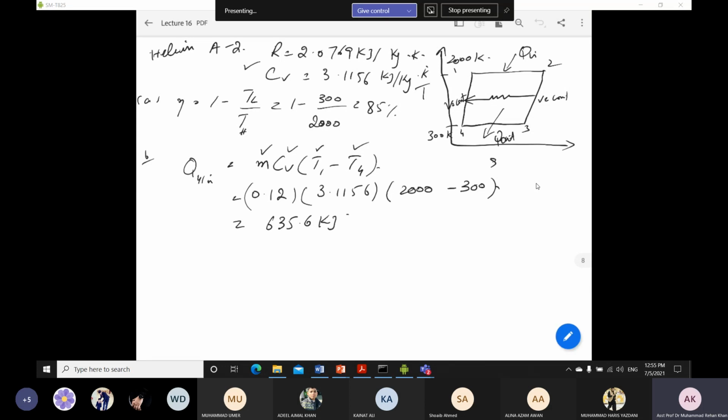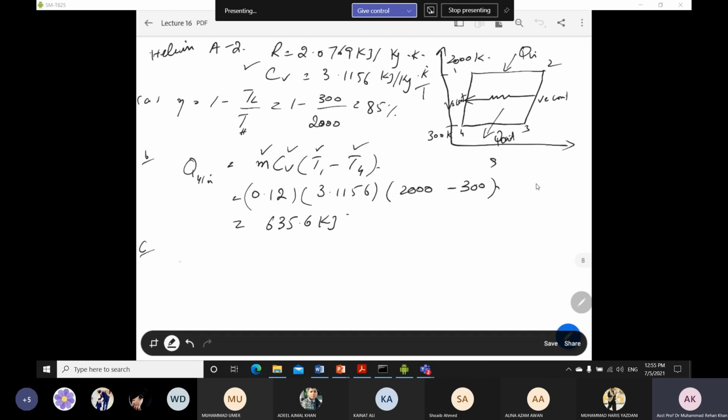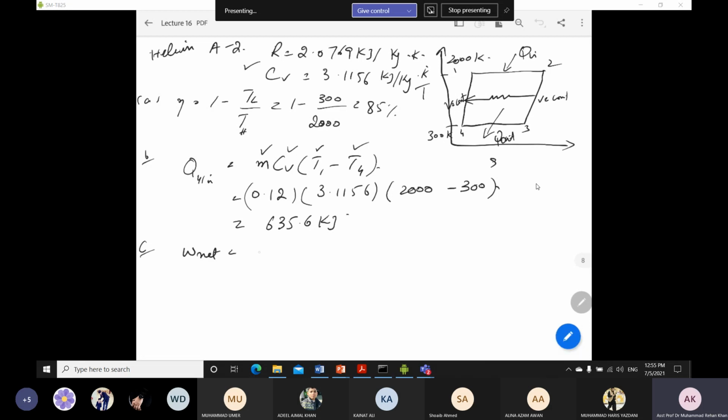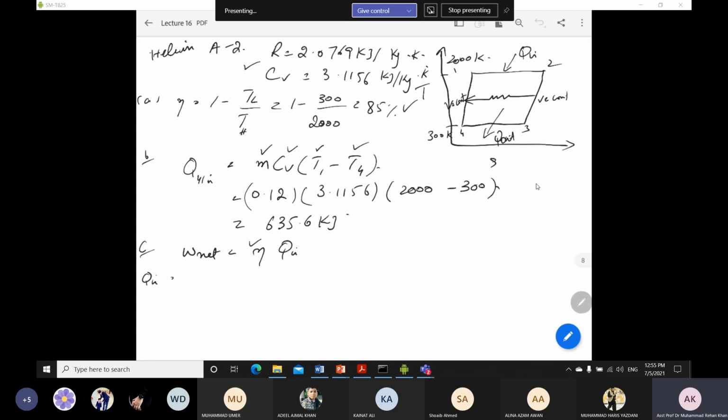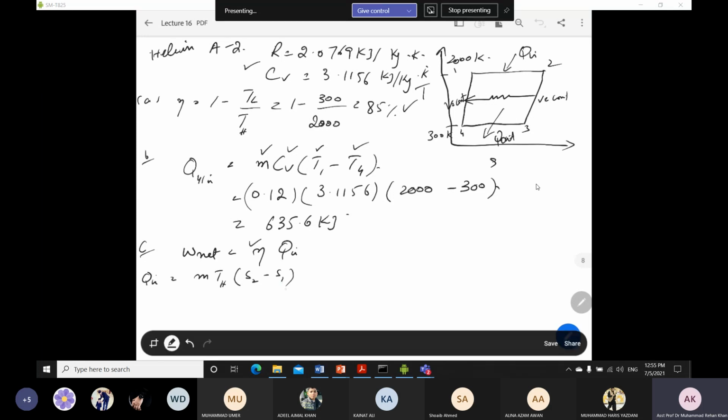Now coming towards part C. In part C, we have to find the W net. For W net, you already know that it is equal to efficiency times Qin. The efficiency we have already found in part A, so Qin we have to find. We already know that Qin is equal to m T (S2 minus S1), because it is at the highest temperature, between state 2 and state 1. Now the issue is that we do not have the value of S2 minus S1 with us. So first we have to find the value of S2 minus S1.